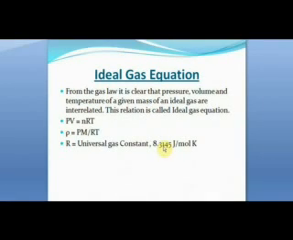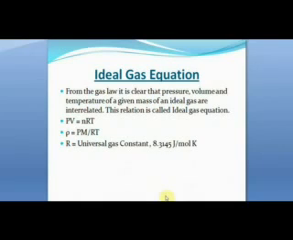Now we'll see what is an ideal gas equation. From the three different gas laws that we have just seen, it is clear that pressure, volume and temperature of a given mass of an ideal gas are interrelated. So this relation is called the ideal gas equation, and the ideal gas equation is written as PV is equal to nRT. Here P is the pressure of the gas, V is the volume of the gas, T is the temperature of the gas, n is the number of moles of gas which is in consideration, and R is the universal gas constant, and the value of R is 8.3145 joule per mole Kelvin.